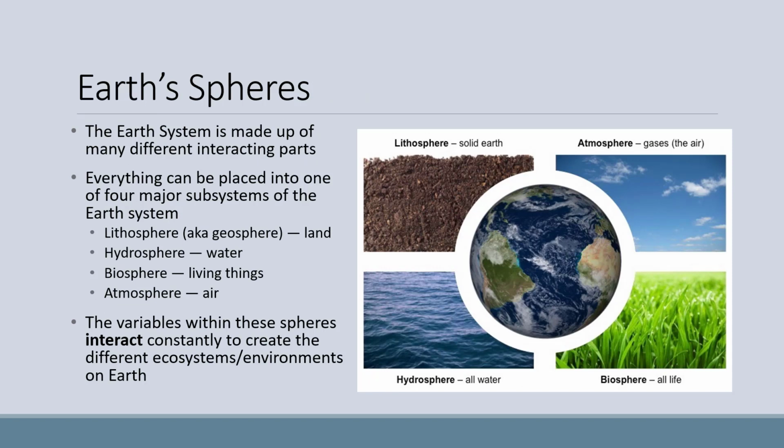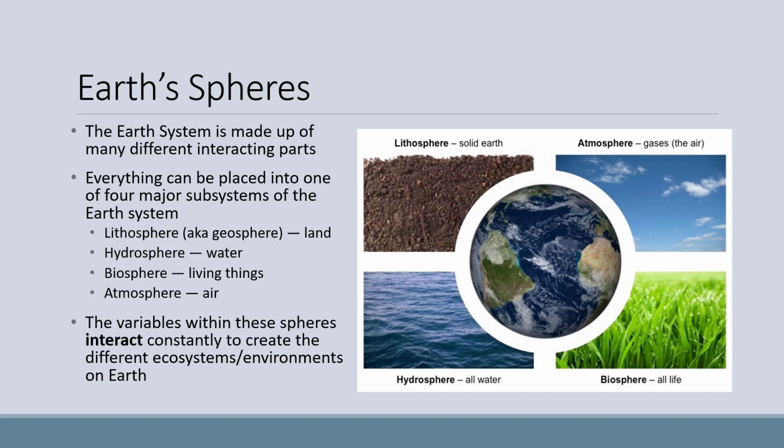The Earth system is made up of many different interacting parts, but everything can be placed into one of the four major subsystems of the Earth system. The lithosphere, sometimes called the geosphere, is the land and includes all things related to geology. Now, the lithosphere is also the name of the solid outer part of the Earth, the part that we interact with. That is why the name lithosphere is a little confusing for the name of a sphere, and some people call it the geosphere. Now, the hydrosphere includes all water on Earth.